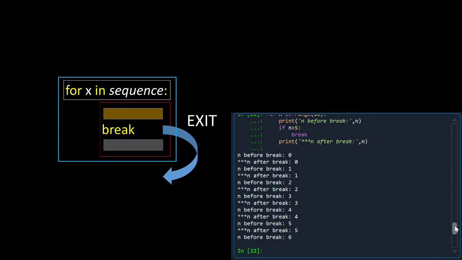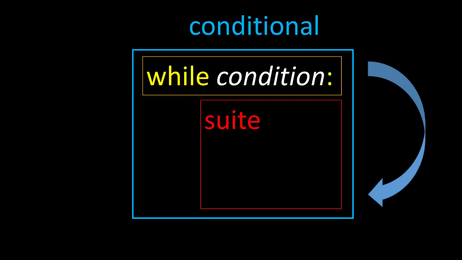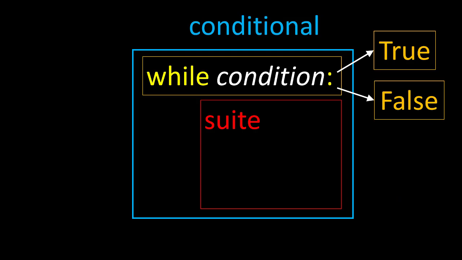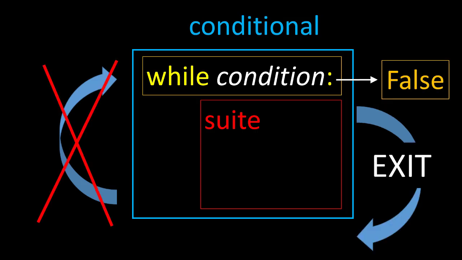The other type of loop is a conditional loop, written with a compound while statement. Like a for loop, it has a header followed by an indented suite, and the header has the format while condition followed by a colon. While is a keyword, and condition is an expression that evaluates to true or false. If it is true, the suite is executed, and flow returns to the header for the next iteration. And if it is false, loop execution terminates, and flow is directed to the first statement after the loop.